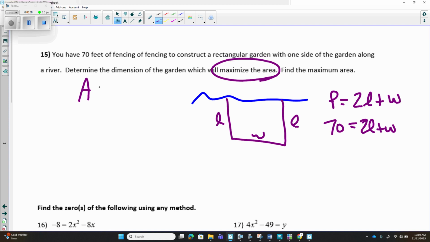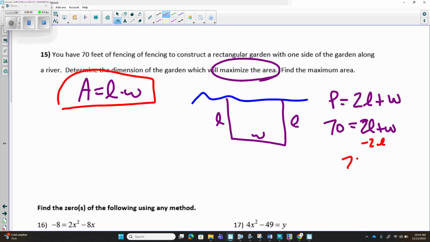So my area formula is length times width. Again, we know that this is not in the quadratic form right now unless they have two L's or two W's. Well, right here, I can easily subtract a 2L. So I get 70 minus 2L. So I get this.